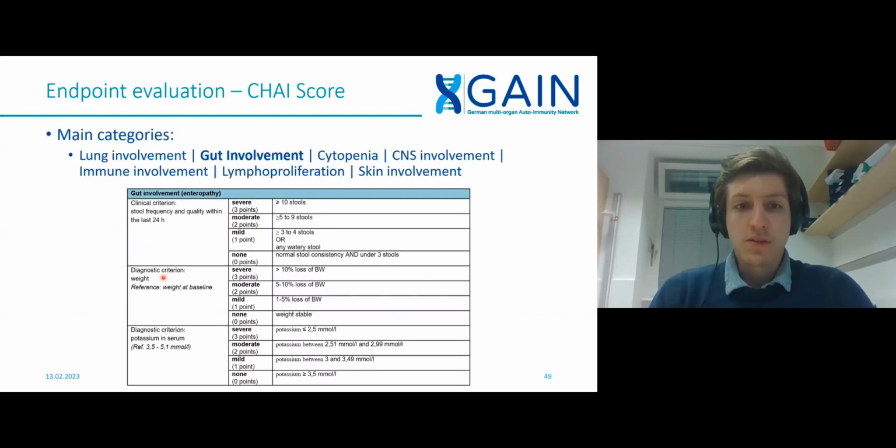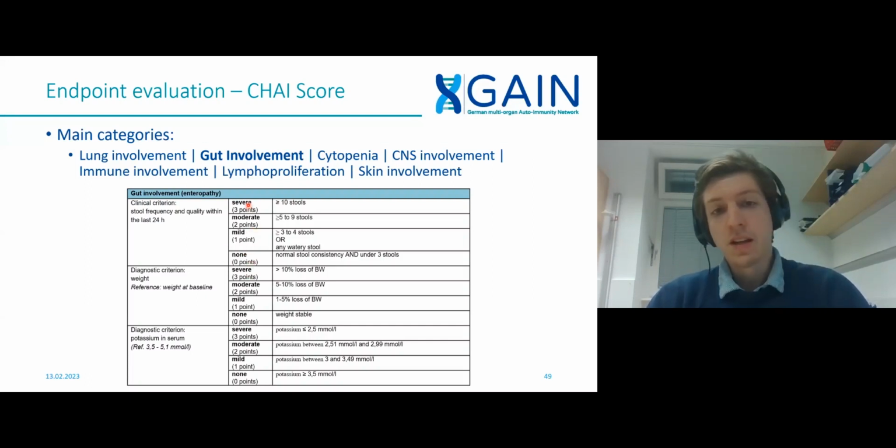The score consists of 7 main categories, and for each category there are multiple diagnostic criteria. For each one can score from 0 to 3 points, and in the end you can take an average that will give you the CHI score. The higher the score, the more active the disease is.